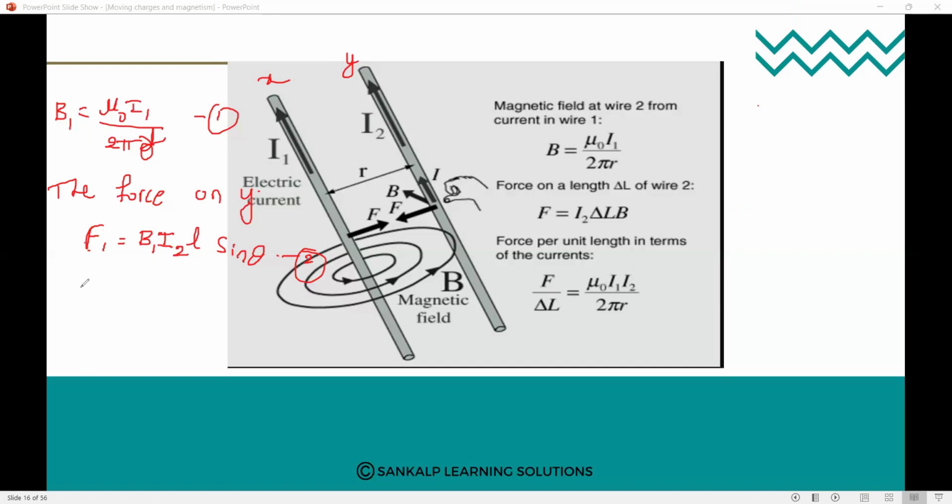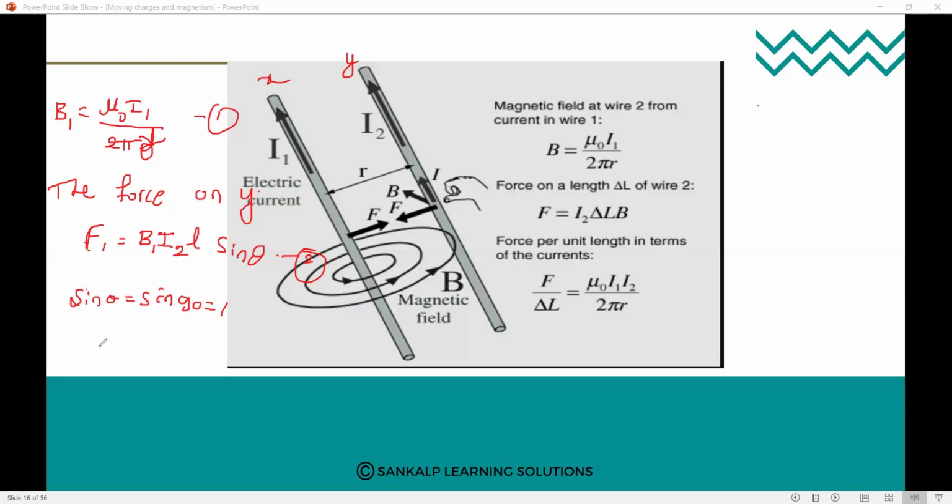The next step: whatever the angle is, B1 is perpendicular to the plane of the paper. As B1 is perpendicular to the plane of the paper, sin theta is equal to sin 90, and sin 90 will be 1.